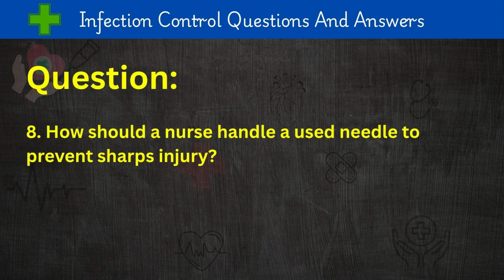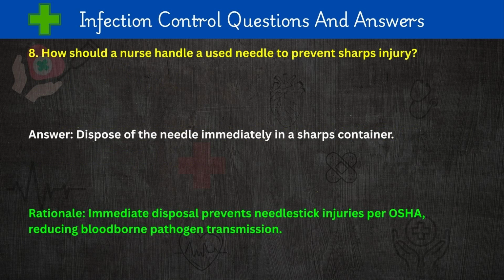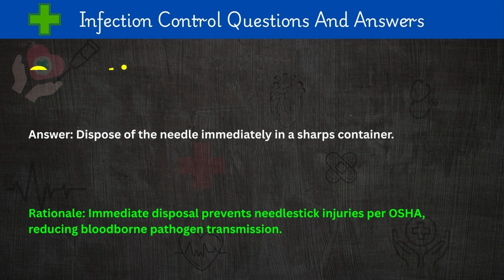8. How should a nurse handle a used needle to prevent sharps injury? Answer. Dispose of the needle immediately in a sharps container. Rationale. Immediate disposal prevents needlestick injuries per OSHA, reducing bloodborne pathogen transmission.